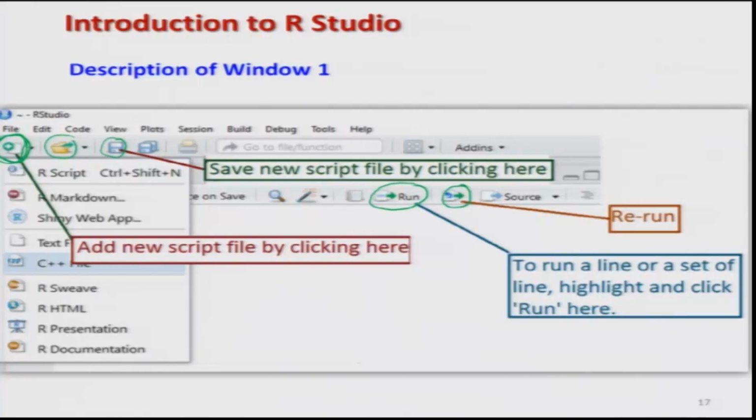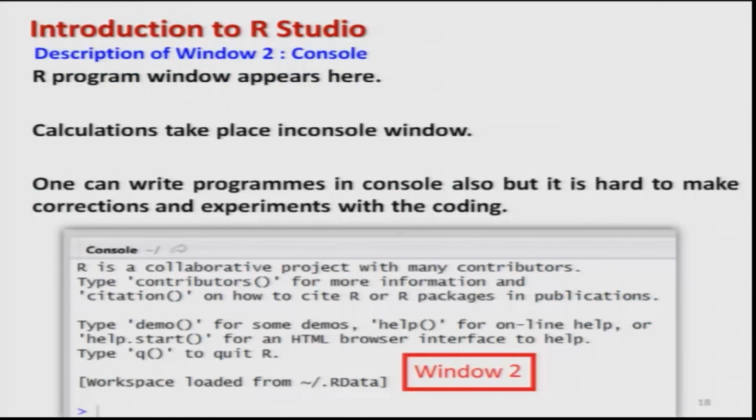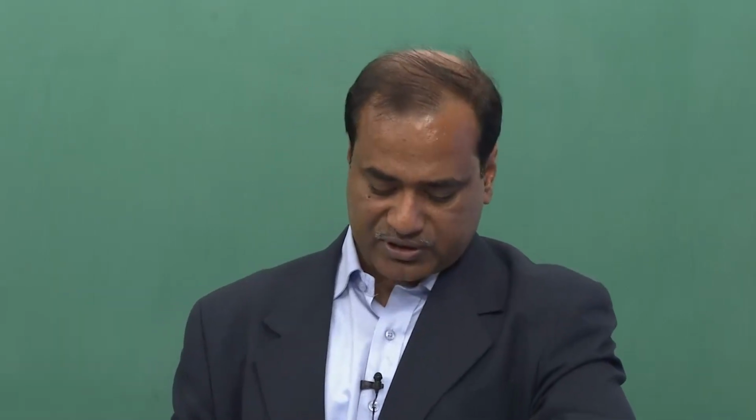Right. Okay. So now I come to window number 2. Window number 2 is called the console window, or simply the console. Console is nothing but, earlier we had used the terminology R graphical user interface, RGUI window. This is the same window over here. So if you see, this is the same place where you write down the commands, and that was earlier called the command line.